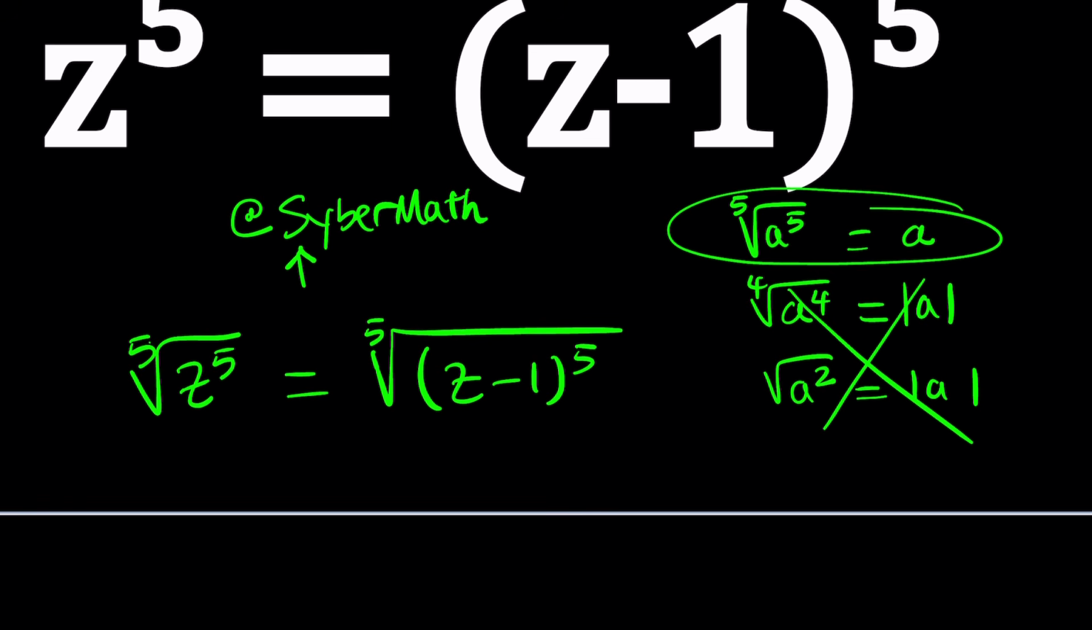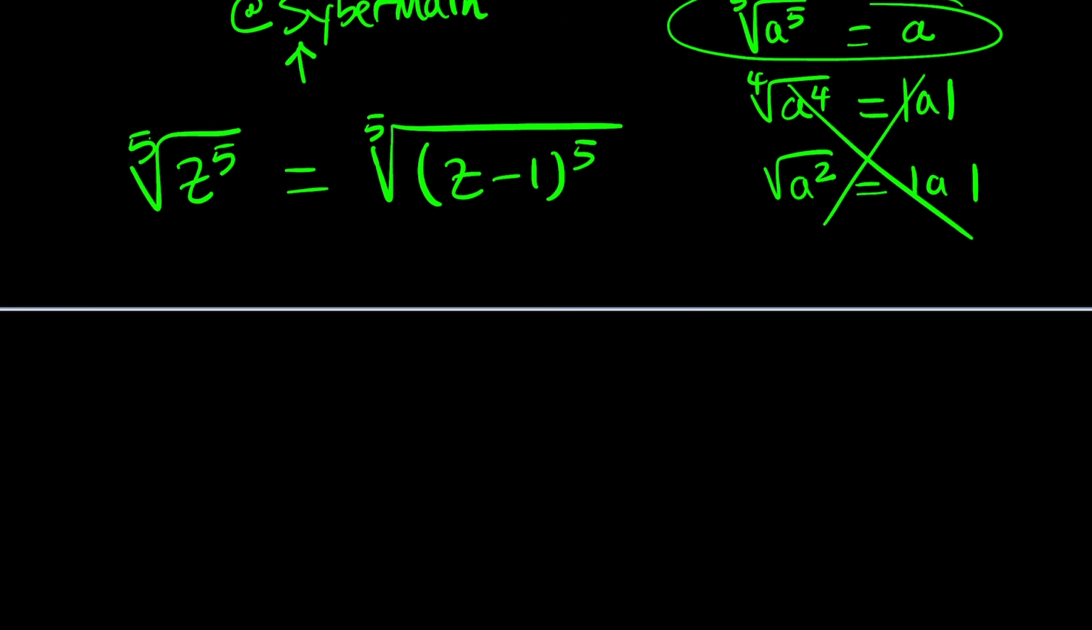As soon as you do this, you're going to get something really weird. You get rid of the fifth powers and the fifth roots, and you end up with z equals z minus 1. Can a number be 1 less than the same number? Not really, right? At least not in our world.